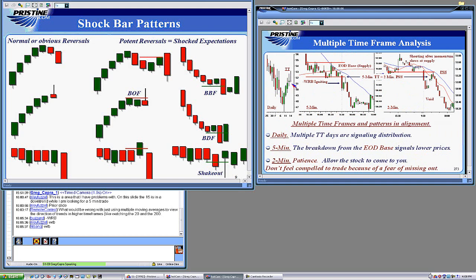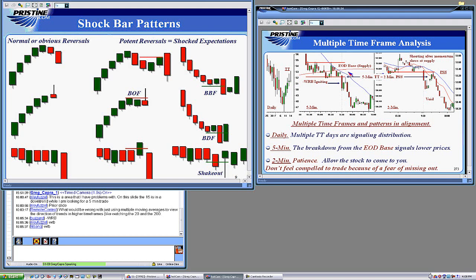Daily in a downtrend, topping tails. We're looking for lower prices. Look inside the topping tail. It's an end of day base. Now here's the breakdown in the morning. First 5-minute bar, igniting the move to the downside.